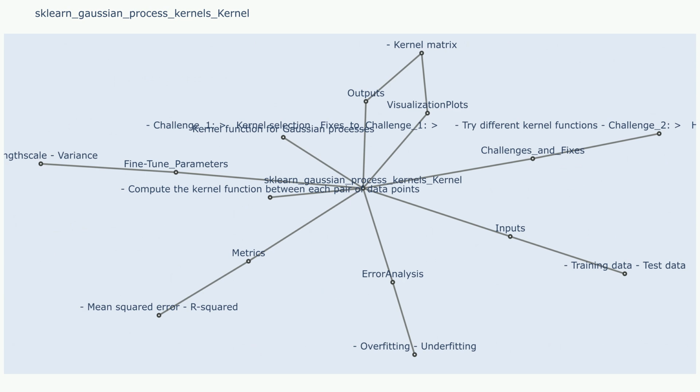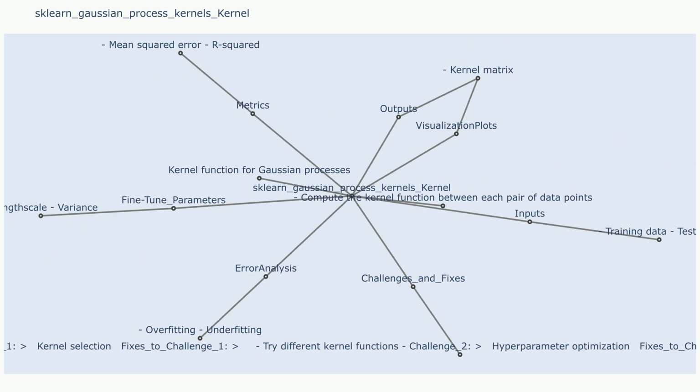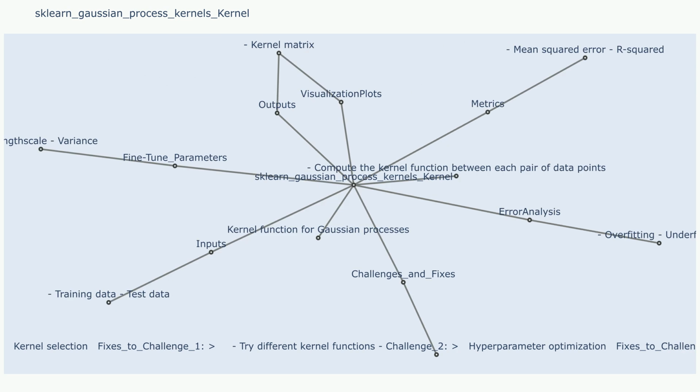Visualization plots. Kernel function plot visualizes the kernel function itself, revealing the shape and behavior of the similarity function. Predicted vs actual plot shows the predicted output values against the actual target values, providing an assessment of the model's accuracy. Fine-tune parameters. Length scale l controls the smoothness of the kernel. Smaller values indicate more localized relationships, while larger values suggest broader influences.